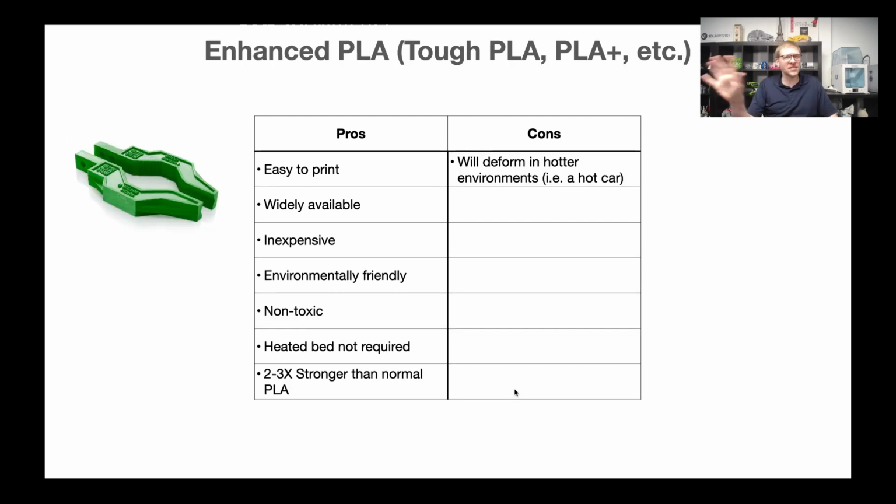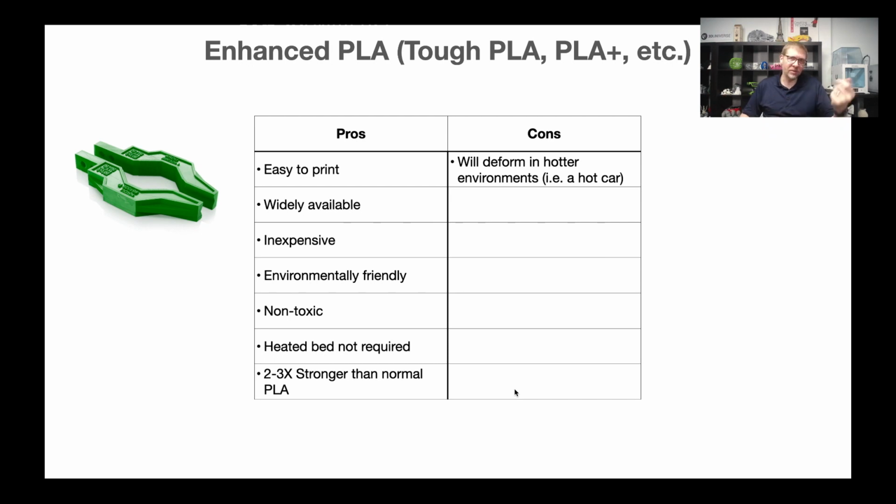Then you have enhanced types of PLAs. You've got tough PLA and PLA plus and high impact PLA and high temp PLA. There's all kinds of different enhanced PLAs coming on the market, and they have the same benefits: easy to print, widely available, inexpensive, still non-toxic, no heated bed required, etc. But then you get these benefits from the enhancements.